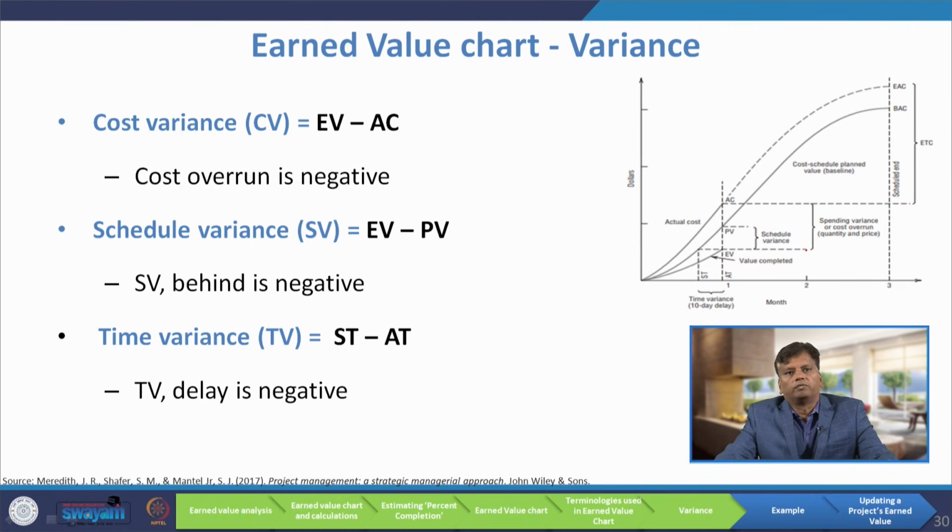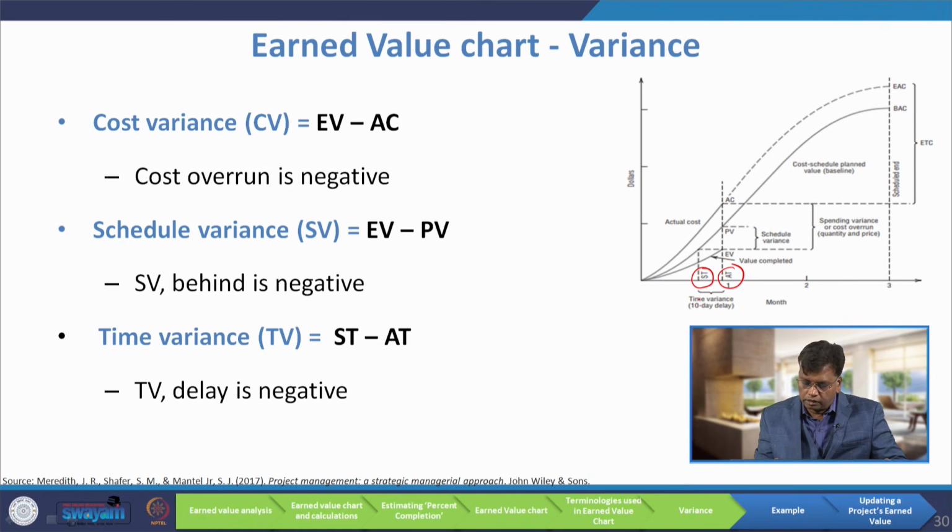And what is the implication of this cost variance, schedule variance and time variance? Cost variance, as I told you, is earned value minus AC. Here cost overrun is negative. If you are getting a negative cost variance, that means you have exceeded the cost to complete the task. Now, schedule variance, we know that it is earned value minus planned value. If SV is negative, it is behind the schedule. Then time variance: you see this is scheduled time, this is actual time. So, what is happening here?